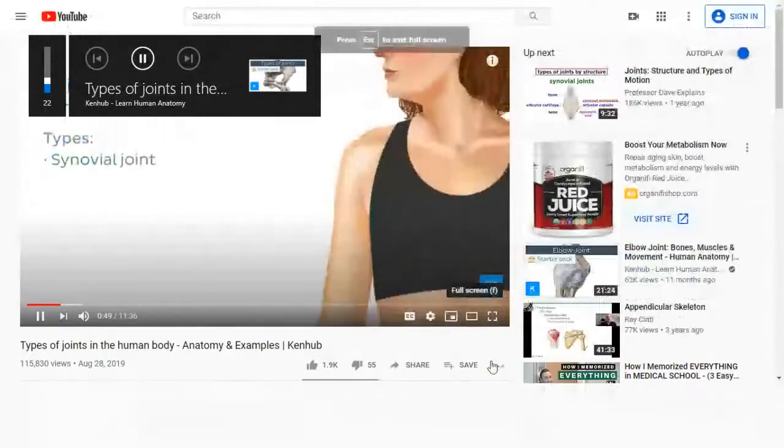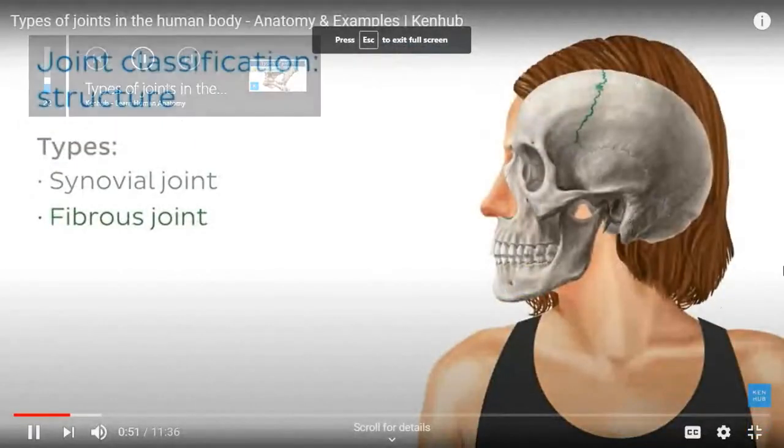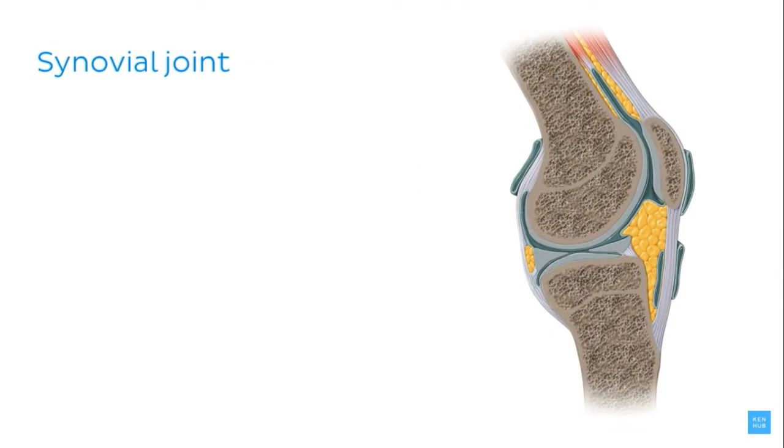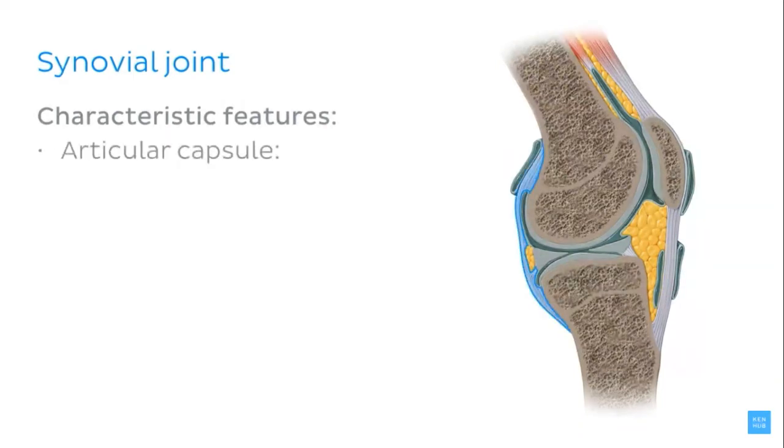Joint, the fibrous joint, and the cartilaginous joint. Let's start with the synovial joint, as it's the most common joint found in the human body. Synovial joints have several characteristic features, which we can see using this sagittal illustration of the knee joint. First of all, synovial joints are surrounded by an articular capsule. This capsule consists of an outer fibrous layer, which helps us to stabilize the joint, and an inner synovial layer, which absorbs and secretes synovial fluid, lubricating the joint.